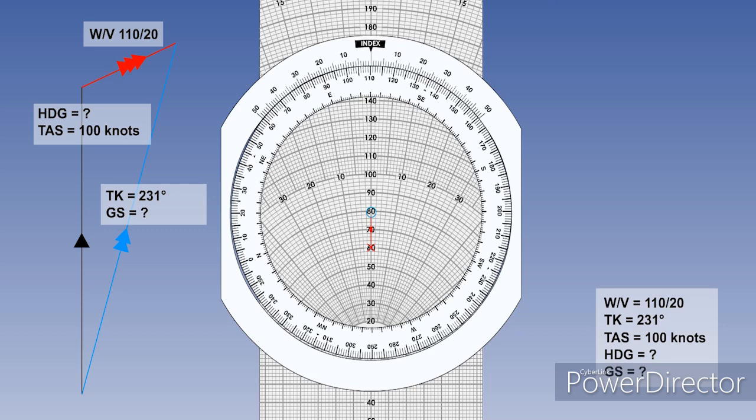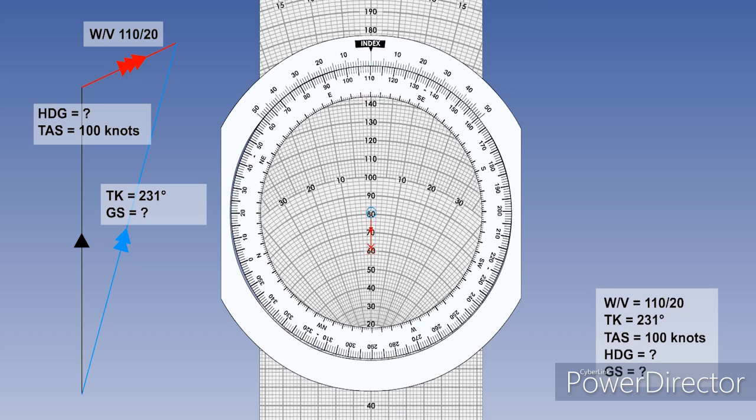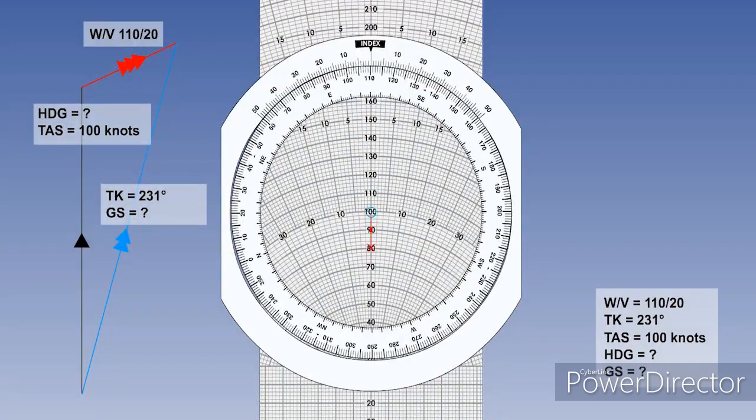What we've just done is to mark the length of the wind vector. Move the slide so that the arc representing our true airspeed of 100 knots is under the center circle. We set the true airspeed under the center circle because, as you'll see, the center line of the slide below the circle becomes the air vector of the triangle of velocities.